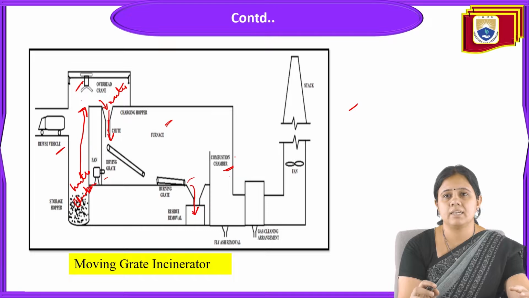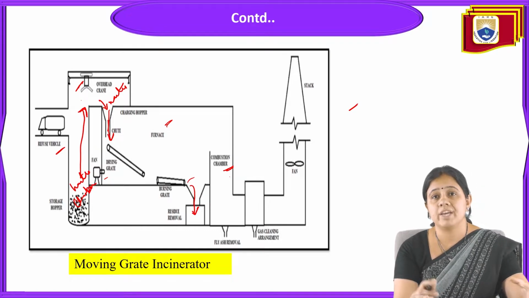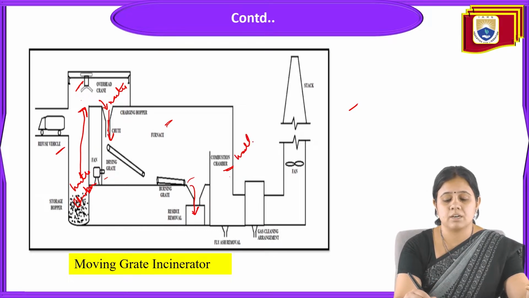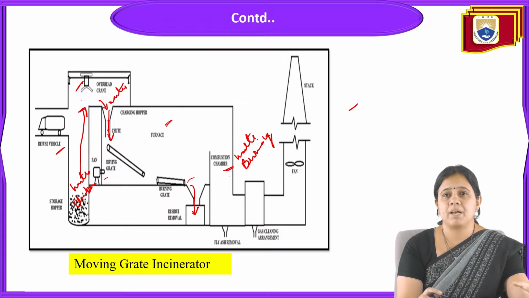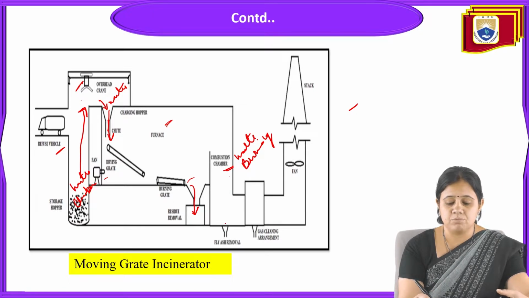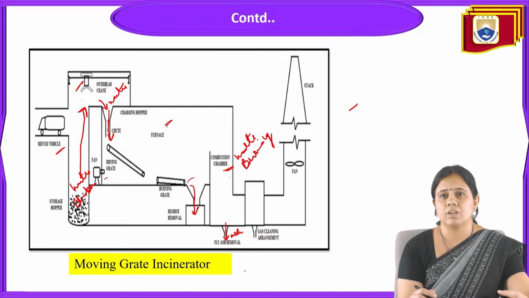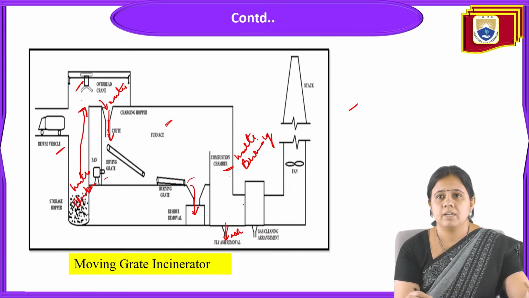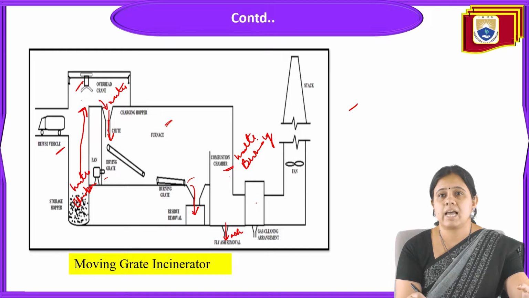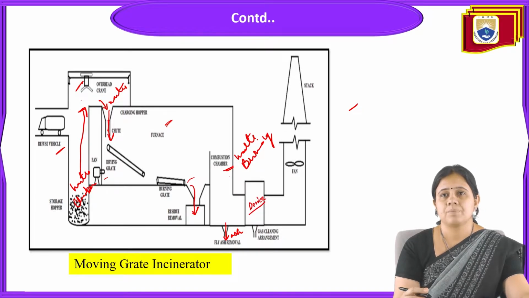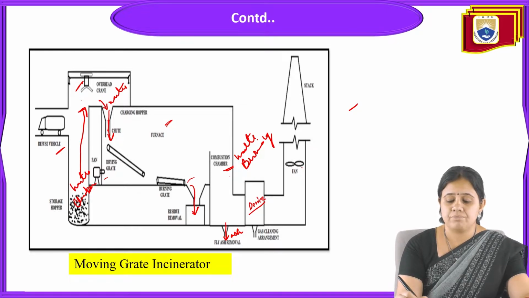In the combustion chamber, the waste will be burned. And from the burning, some ash will be removed from here and collected, and that is called fly ash removal. And after the combustion chamber, the next process is the gas cleaning arrangements. Some devices are there, and those devices will clean the flue gases.